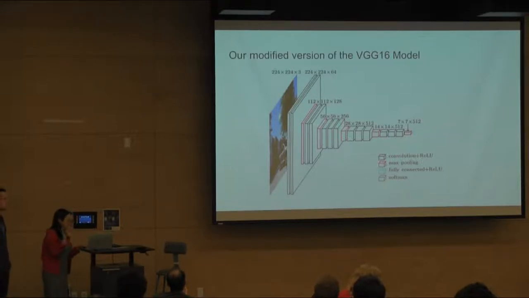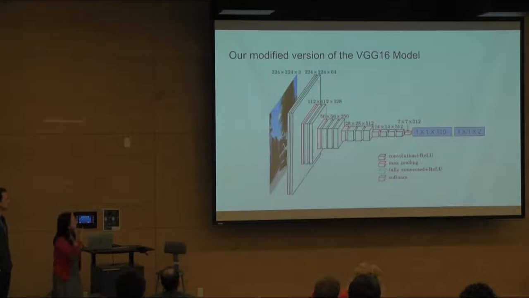So what we did is we modified this model a little bit. We removed the top layers and we put in our own fully connected layers, and then the final top layer will just give 2 classes. One is hemorrhage and the other is no hemorrhage.